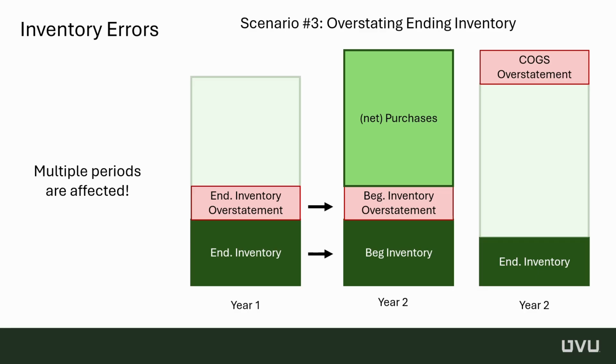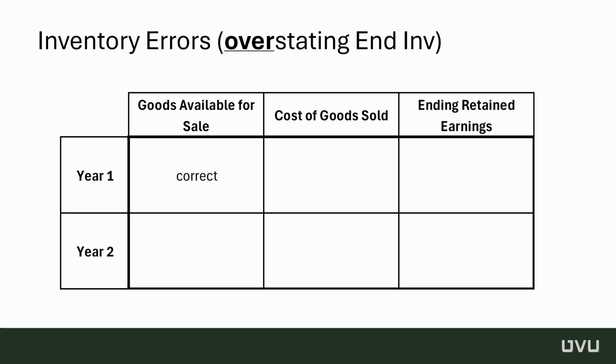Things are going to get even more interesting as we now summarize the pattern of misstatement across the 2 years. Let's start by considering the same scenario where we overstate ending inventory. If our goods available for sale were accurately measured during year 1, then an overstatement of ending inventory will produce an understatement of cost of goods sold. The intuitive explanation again: you looked at your erroneously higher ending inventory number and you inferred that you sold less than you actually did. And when this account is closed at the end of the period, you will overstate net income and you will overstate ending retained earnings.